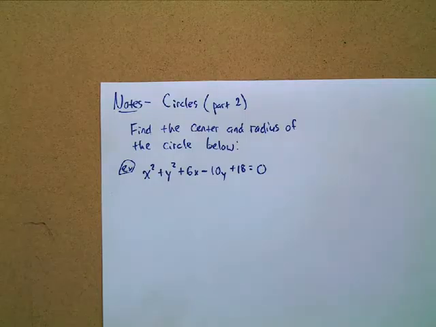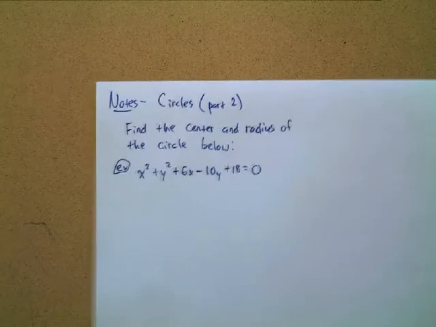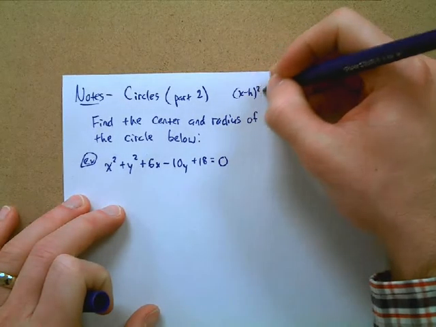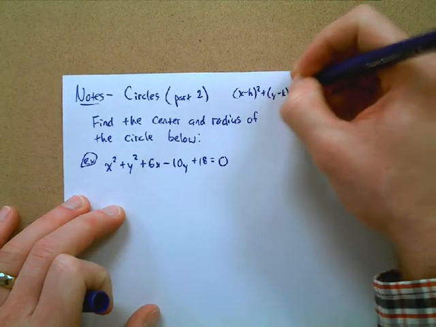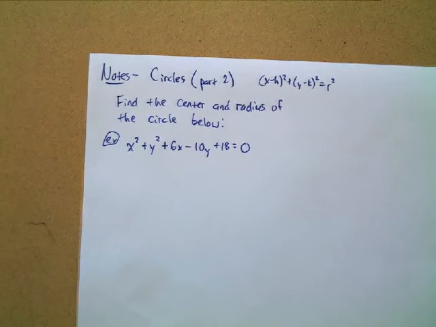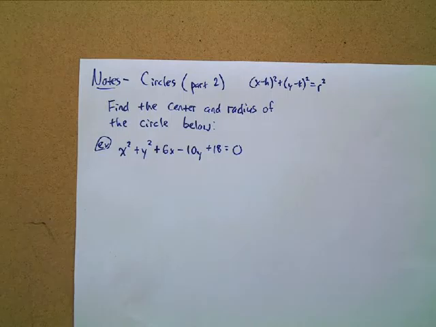So this is a circle equation, right? You may not believe me because it doesn't look like the standard form that we're used to. Remember, standard form is (x minus h) squared plus (y minus k) squared equals the radius squared. But looking at this, our circle does not look like that at all.